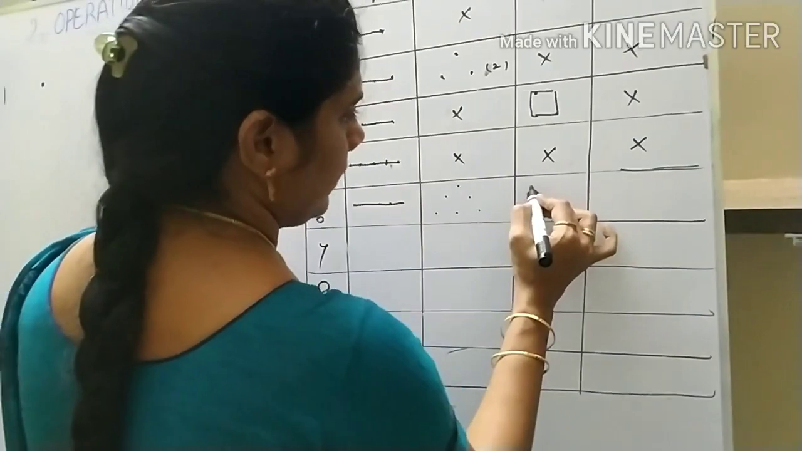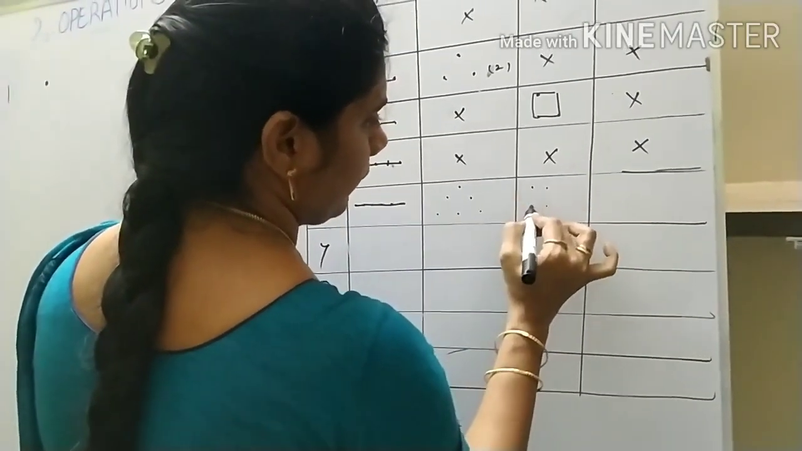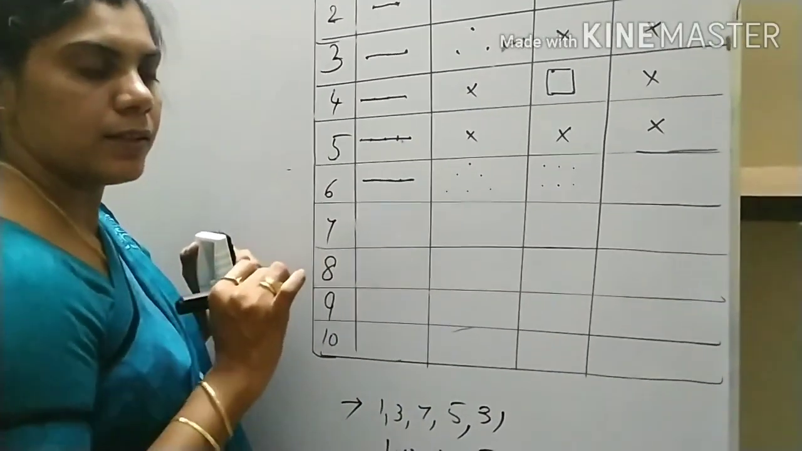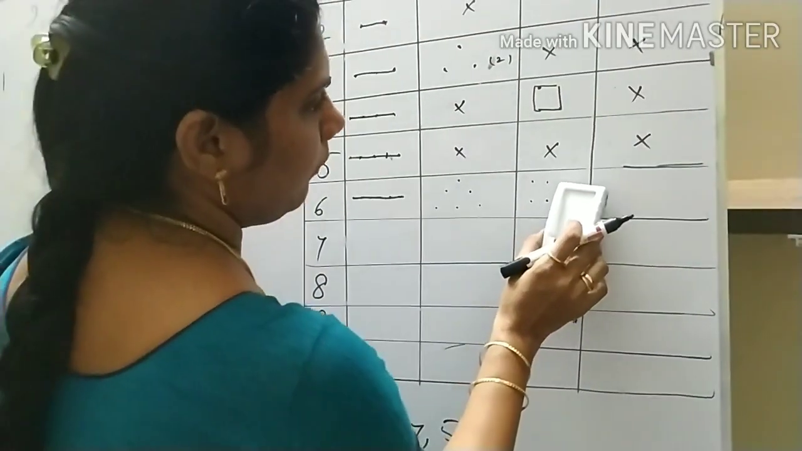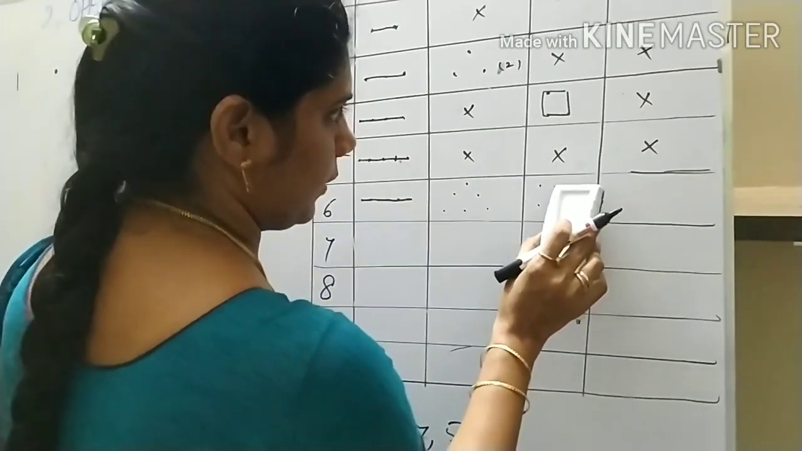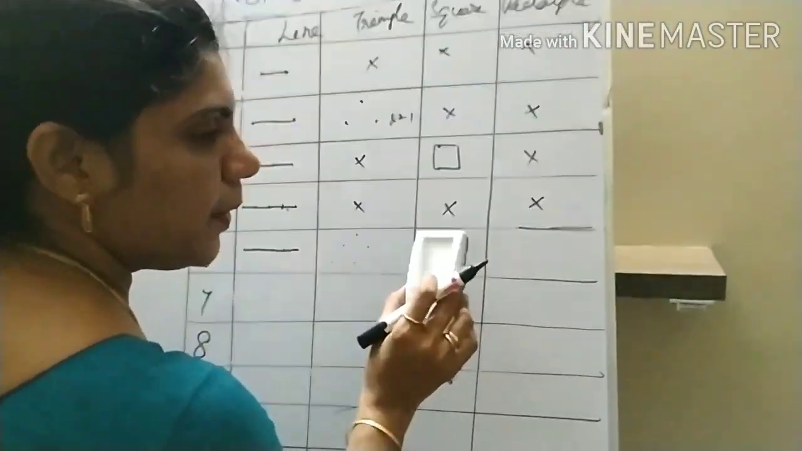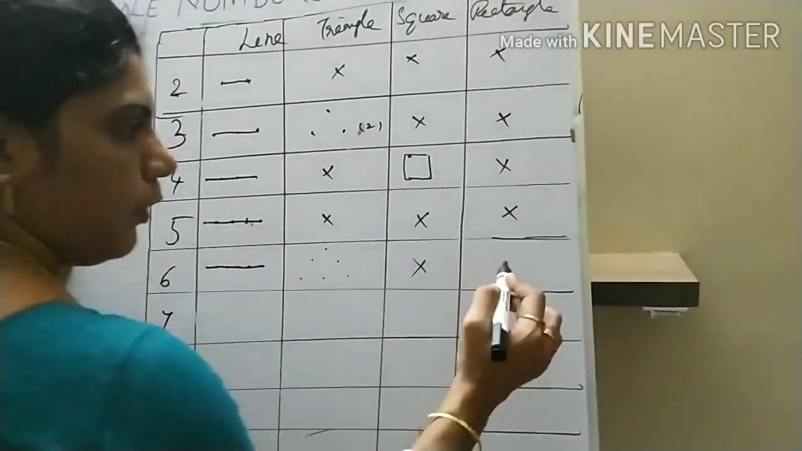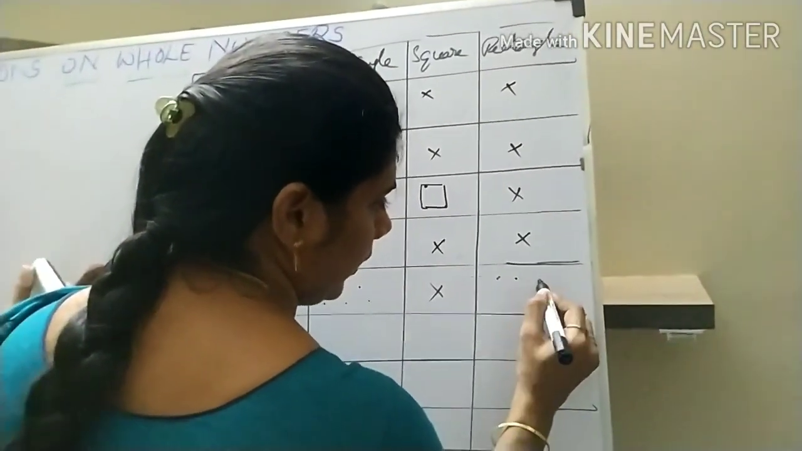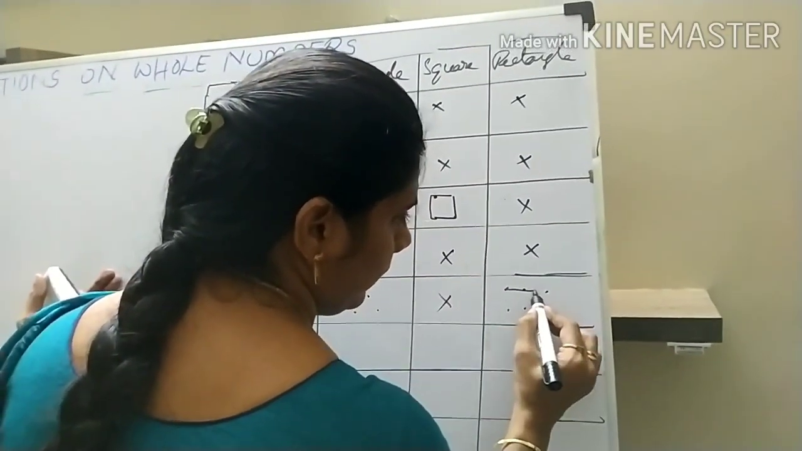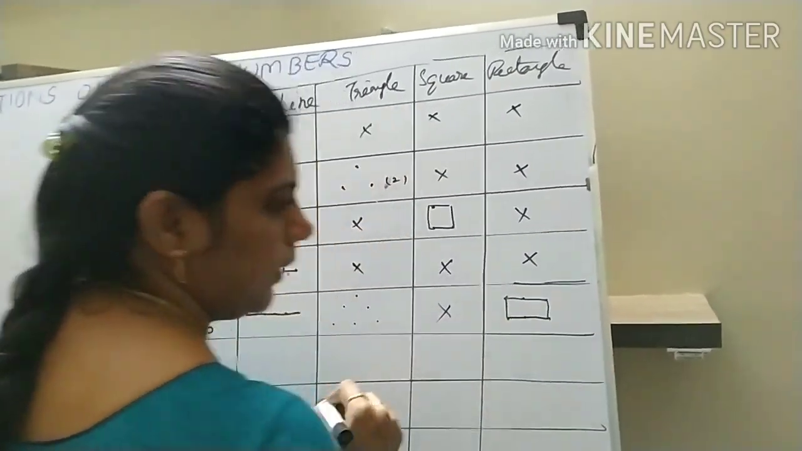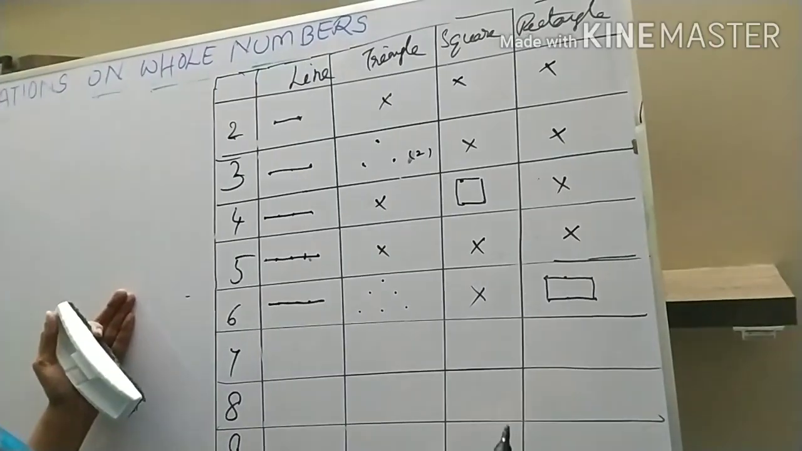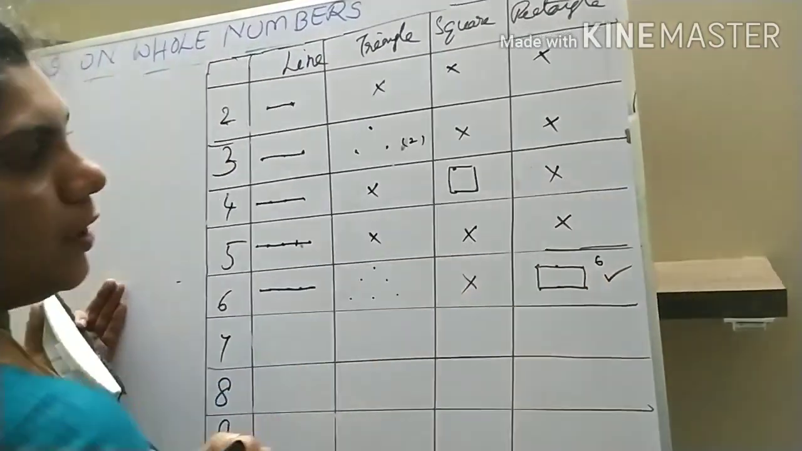With these 6 numbers, 1, 2, 3, 4, remaining 2. Does this form a square? No. Square means always a 2 by 2 format or 3 by 3 format. That means length and breadth must be equal. So here it is not possible. If we come to this rectangle, 1, 2, 3, 1, 2, 3. I can form a rectangle here. Length and breadth are not the same, that means this is a rectangle. So with 6 numbers I can form a rectangle.